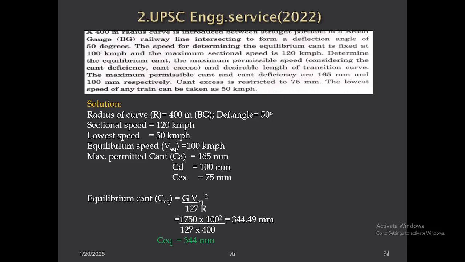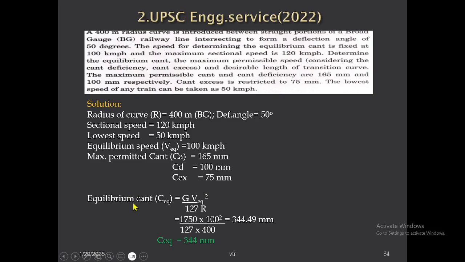The radius is 400 meter, deflection angle 50 degree, but we'll see where I can use this one. I don't think we need this deflection angle anyway. The sectional speed is 120 kmph and lowest speed is 50 kmph. The equilibrium speed is 100 kmph. So for this speed you have to find out the equilibrium cant. The limiting values of actual cant, cant deficiency, cant excess are 165, 100 and 75 respectively.